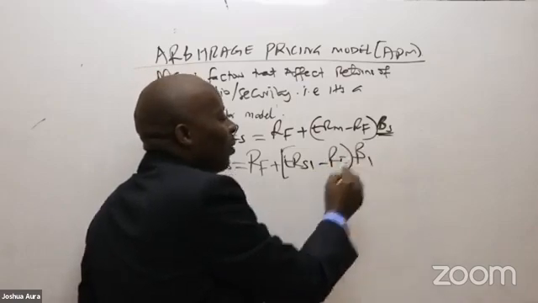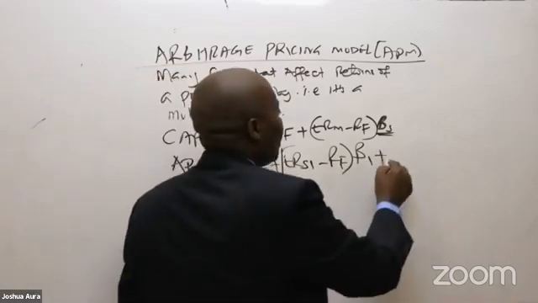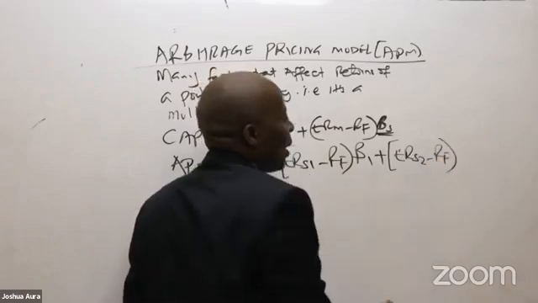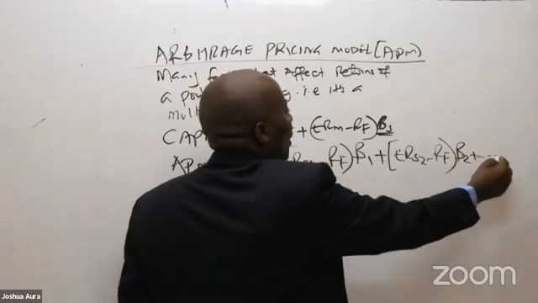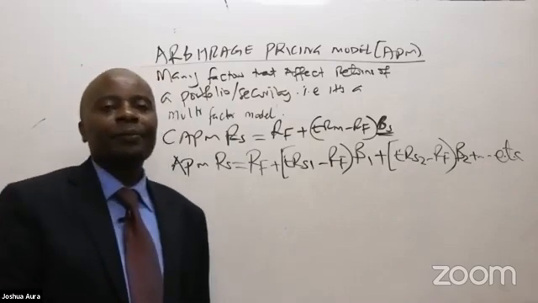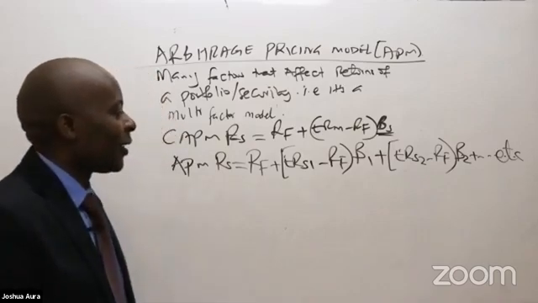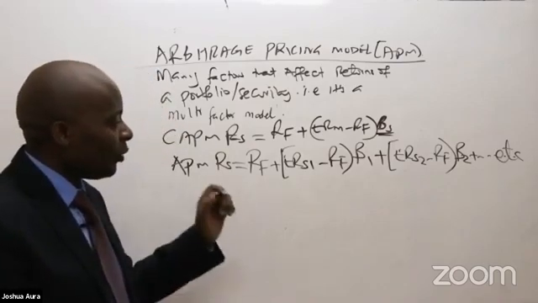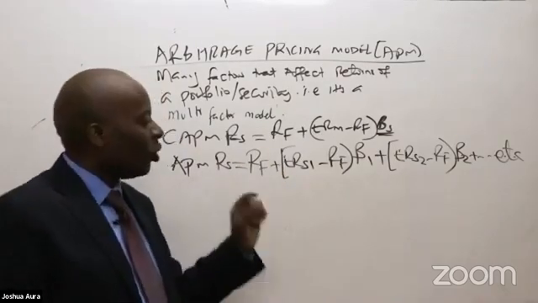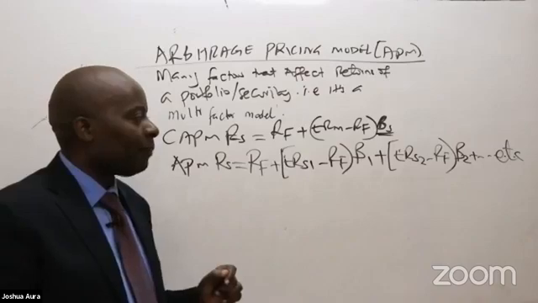Multiply this by beta one, the first risk factor. You continue with the same: plus the expected returns of the security given factor two, minus risk-free, multiplied by beta two, all the way up to the nth factor, et cetera. So, ladies and gentlemen, if I were you, I would have written somewhere there that this, especially this one, stands for the expected return over the security given factor one.